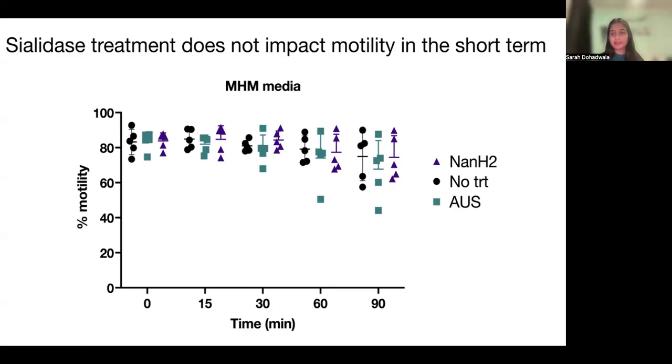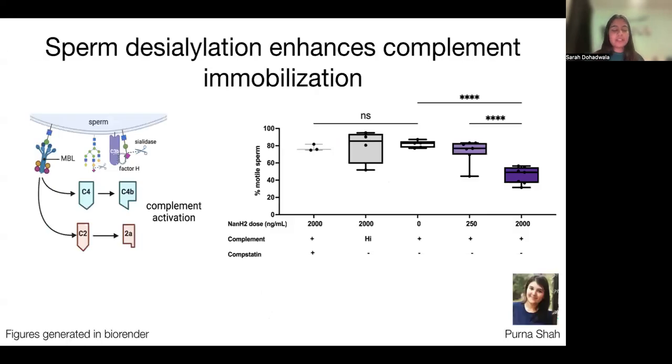The black here is a no treatment control, the green is our positive control commercial sialidase, and the purple is the Gardnerella sialidase. And we see that while the sperm motility does decrease a little bit over time, it does so kind of the same across all the conditions. So the enzyme doesn't impact the motility over time in these shorter time points. Based on that, we went ahead and did our complement immobilization assay, where we look at how complement can kill the sperm and that sperm don't move, so they're immotile.